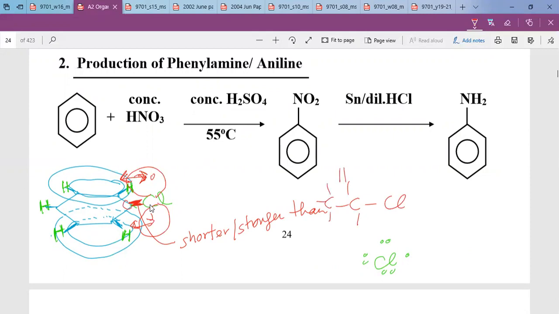See now? So this one here is weaker. This one here can react. Remember, what goes in here is normally OH minus. Remember, this is your what? Nucleophilic substitution.